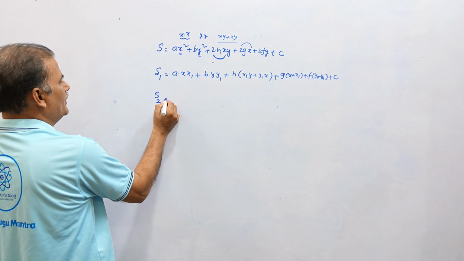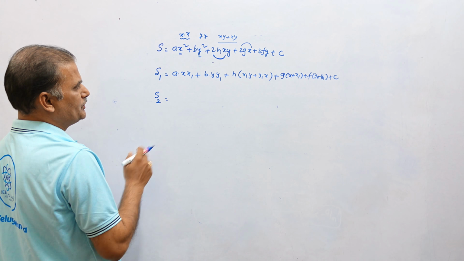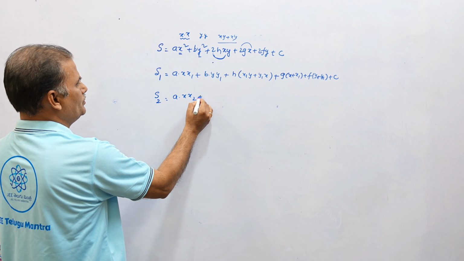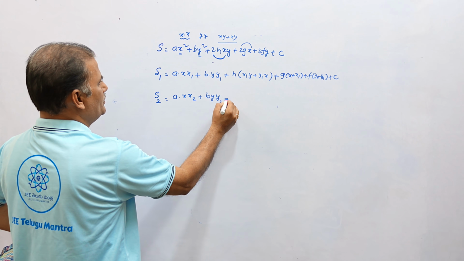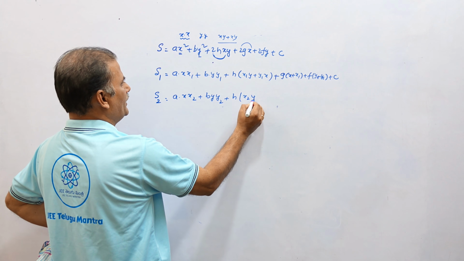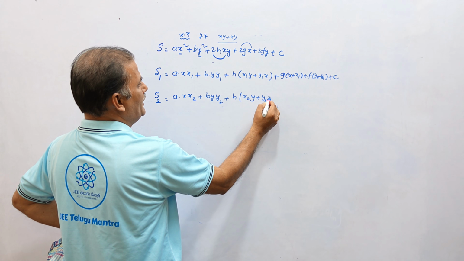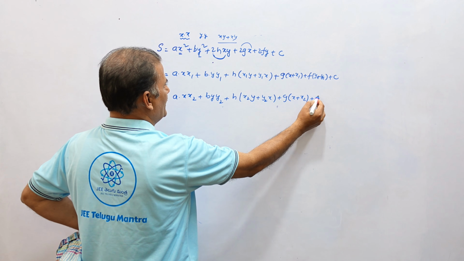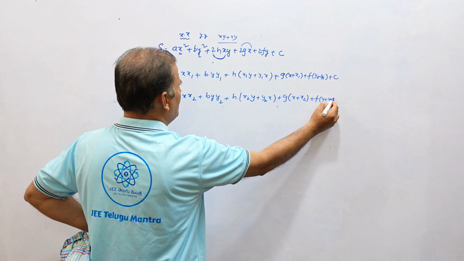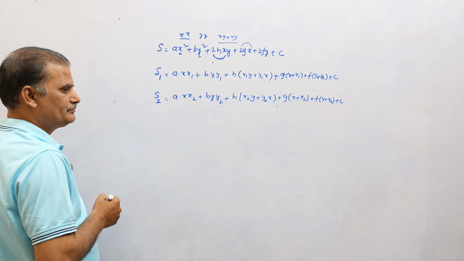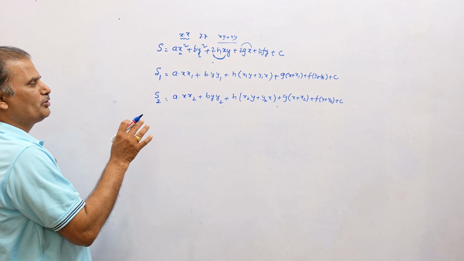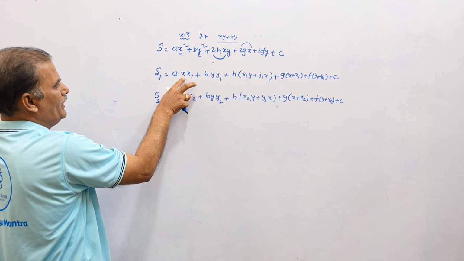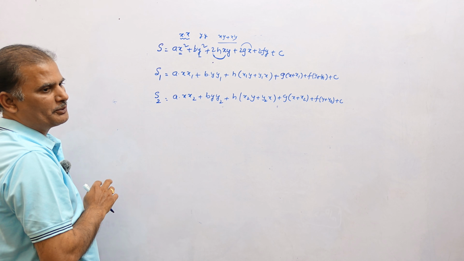Now S2. In the place of x1 we will write x2. We get S2. How? a into xx2 plus b into yy2 plus h into x2y plus y2x plus g into x plus x2 plus f into y plus y2 plus c. I did nothing, I just put 2 in place of 1. How did we write this? x square means x into x, so to one x we attached 1, and the other x we kept common.